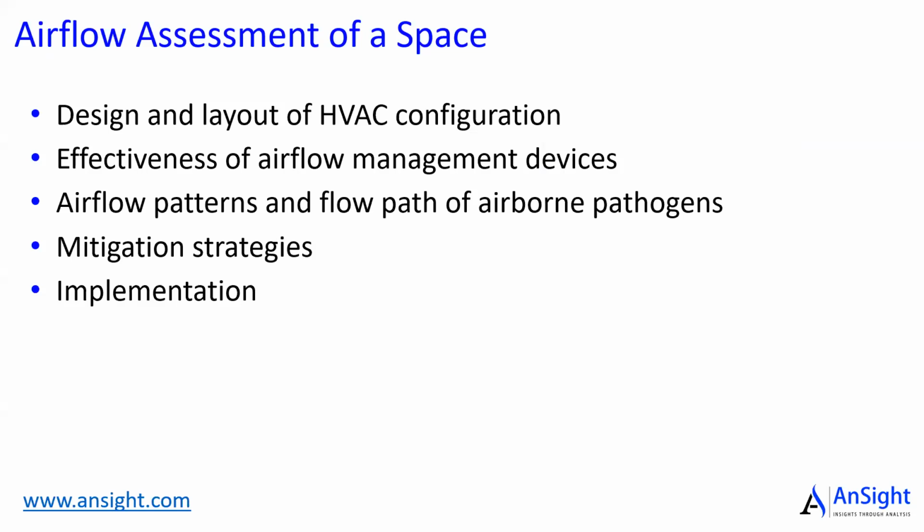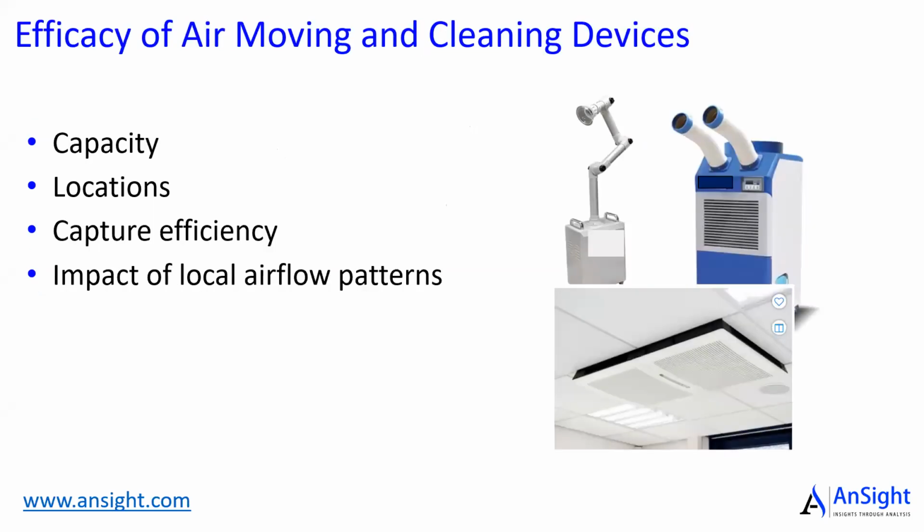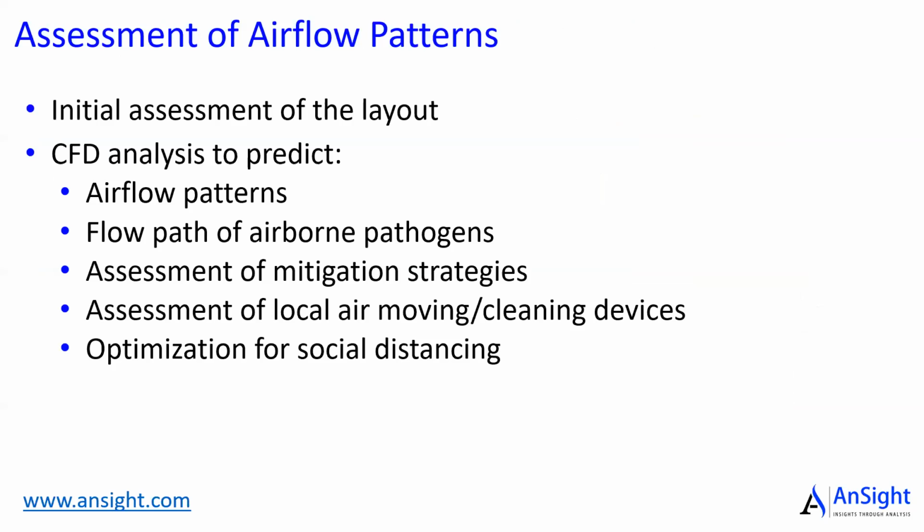Well, some of the things we can do now is the airflow assessment of the space, the design and layout of your HVAC configuration, effectiveness of airflow management devices, airflow patterns and flow path of airborne pathogens, what mitigation strategies we can take and how to implement that. So nowadays there's a lot of things in the market and there are different levels of claims about the cleanliness. So what is important to understand is the capacity of such devices, where their locations are, where is the optimum location, what is their capture efficiency for airborne contaminants, and how the local airflow patterns will impact the effectiveness of such devices. Again, assessment of airflow patterns is important. That will tell you the flow path of airborne pathogens, and it will help you understand how to mitigate situations.